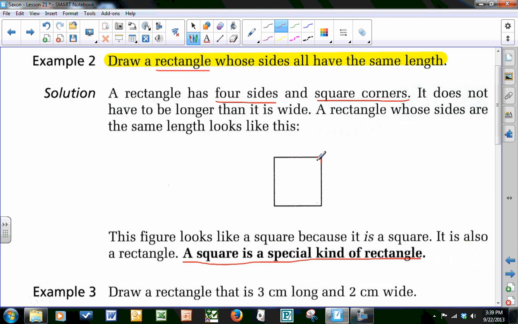And in a few lessons, we'll learn more about rectangles and the different varieties there are. But for today, if it asks you to draw a rectangle whose sides all have the same length, well, you know if it's 4-sided and it has the same length, that's called a square.